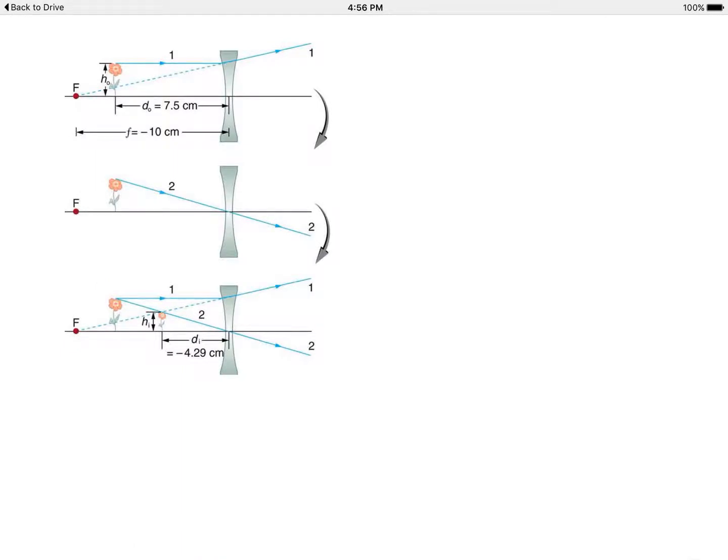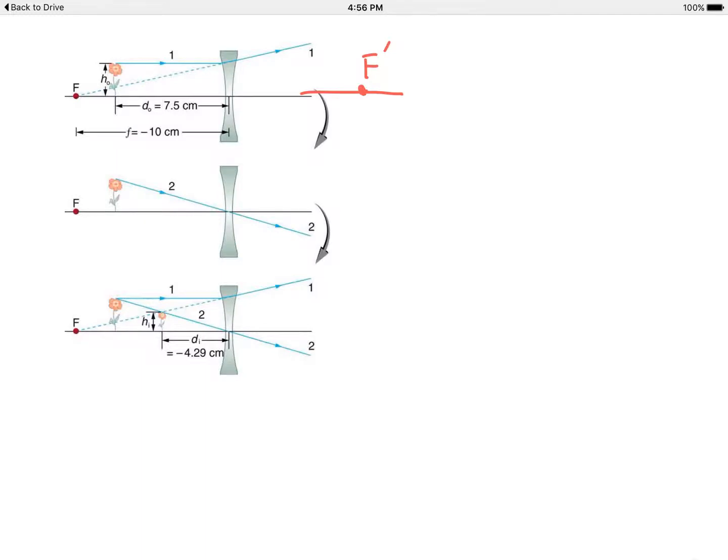Here are the 3 rules with diverging lenses. Once again, diverging lenses are thinner in the middle. Rule number 1, here's the focal point on the left. It's a virtual focal point on the left. There'll be an equidistant focal point on the right-hand side here. If I extend the principal axis, there's another focal point over here. I'm going to call it F prime. That's equidistant on the right-hand side and on the left-hand side.